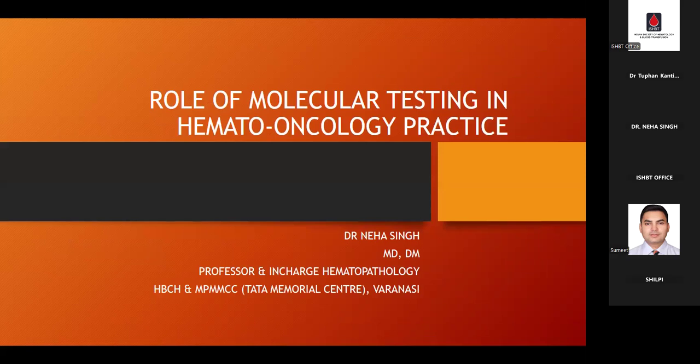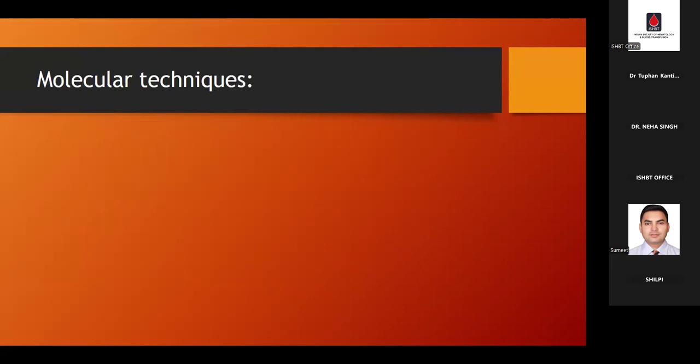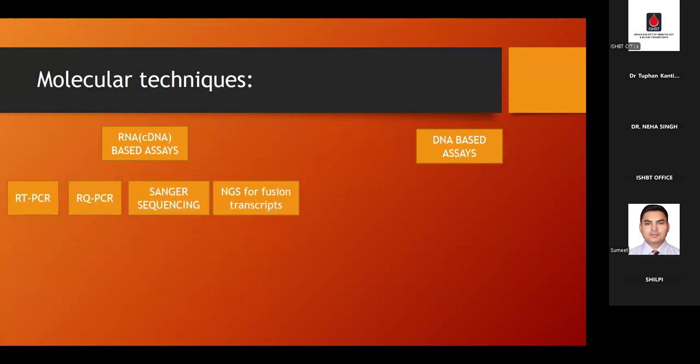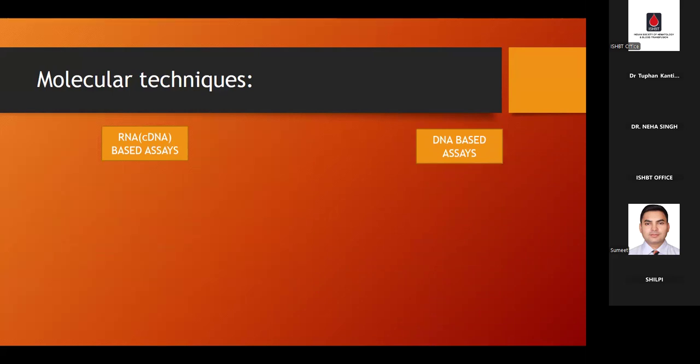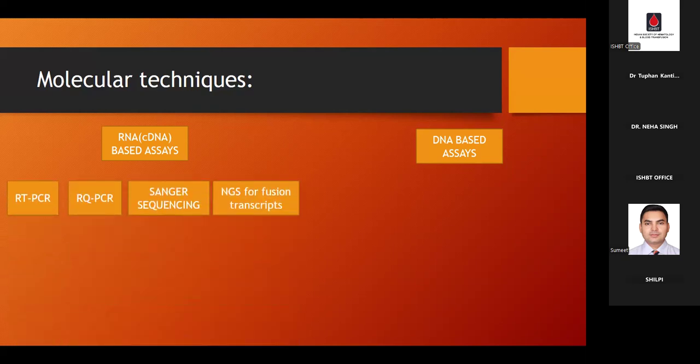Okay. Thank you. So molecular testing in hemato-oncology has a role in diagnosis and subclassification, risk stratification and prognosis, helps in deciding therapeutic options, and is also useful for MRD monitoring. The various molecular techniques can be divided into DNA and RNA-based assays. The RNA is first converted into cDNA, which is used further for subsequent testing and analysis.